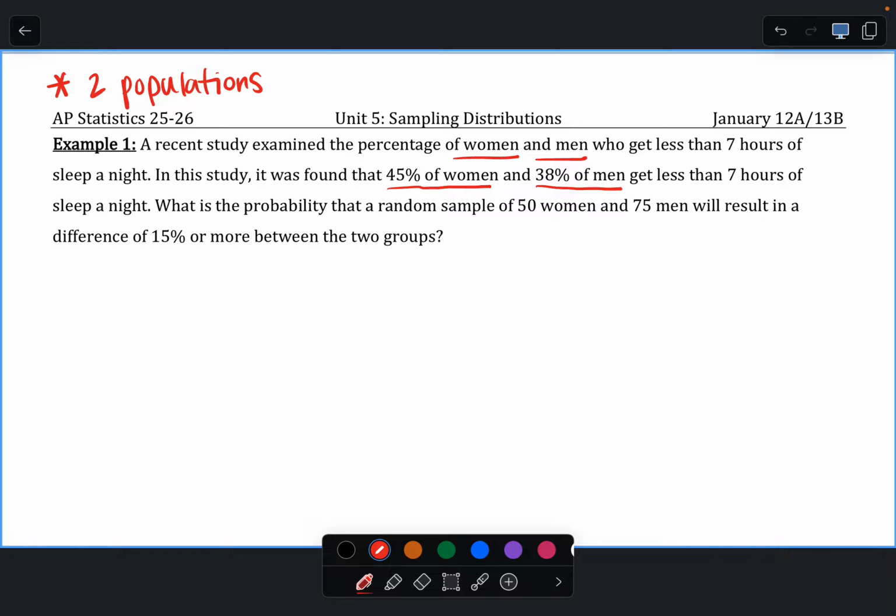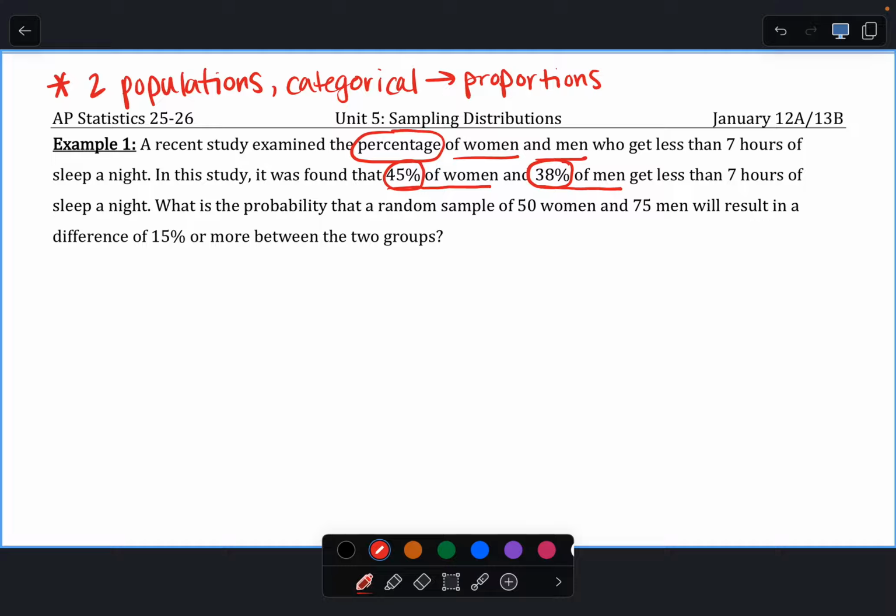Now, the other way that I know this is categorical: one, I have a percentage. Percentage is usually a good sign that you have a proportion, which means it's a categorical representation. The other thing is the data that they're giving me is 45% and 38%. Another good sign that this is a categorical question, which makes it proportions.